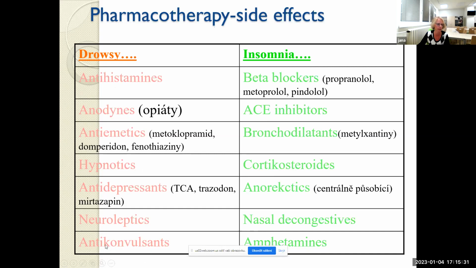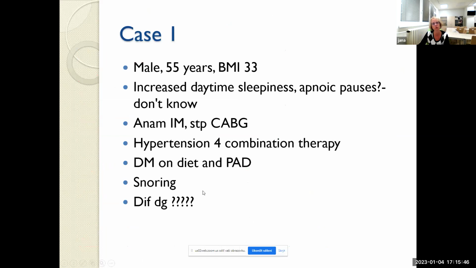In case of epilepsy, we use slow up-titration of anticonvulsants, so the patient has fewer side effects than they would have if we were in a hurry. I would like now to give you some cases to think about.